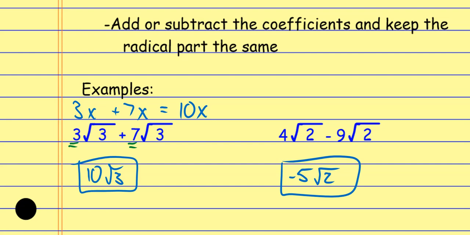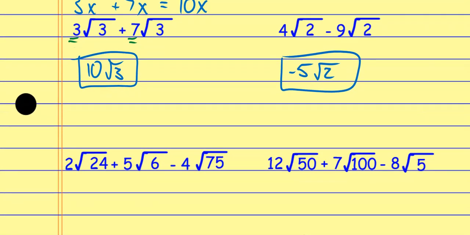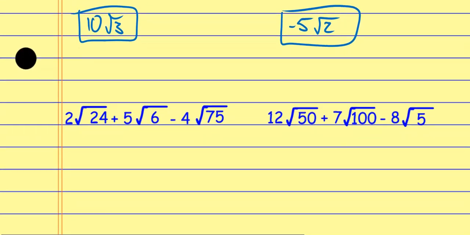That's it. Now, it becomes a little bit more complicated when maybe I have a situation like this. As I look at this, I've got 2 root 24 plus 5 root 6 minus 4 root 75. Well, as I look at these, none of these are the same. The square root of 24, the square root of 6, the square root of 75, none of those are identical.